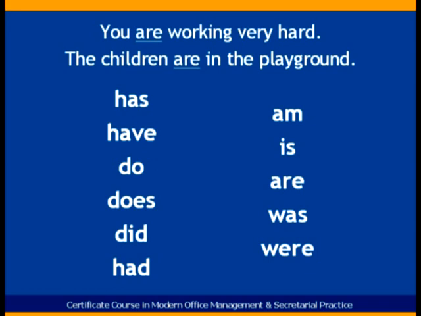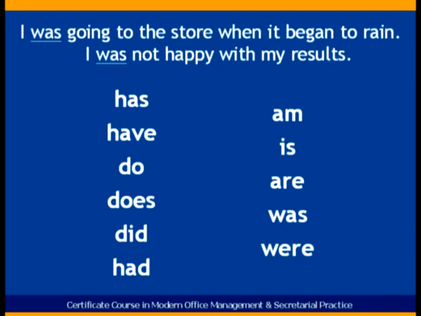I was going to the store when it began to rain. In this sentence, the auxiliary was is helping the verb going.